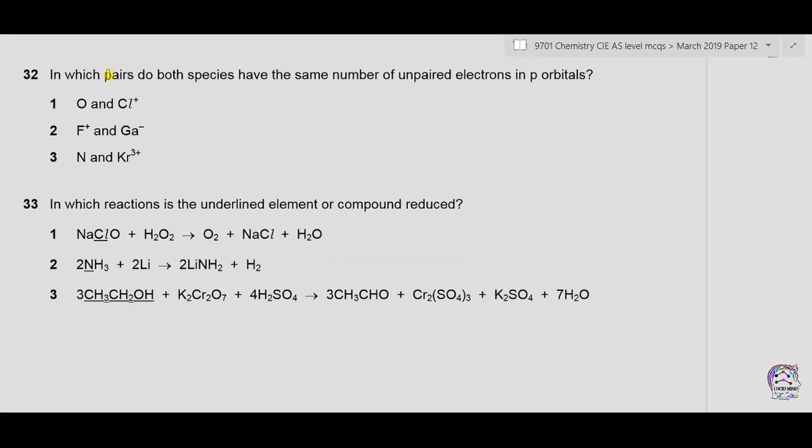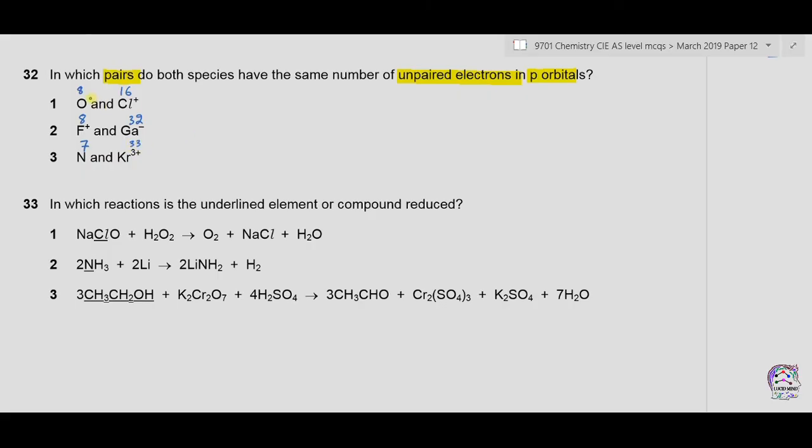Question number 32. In which pairs do both species have the same number of unpaired electrons in p orbitals? Let's first find the number of electrons. Oxygen atom has 8 electrons. Cl+ has 16 electrons. F+ has 8 electrons. Ga− has 32 electrons. N atom has 7 electrons. Kr+ has 33 electrons.